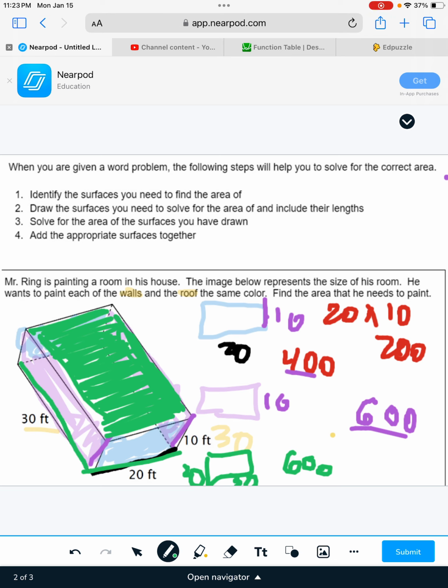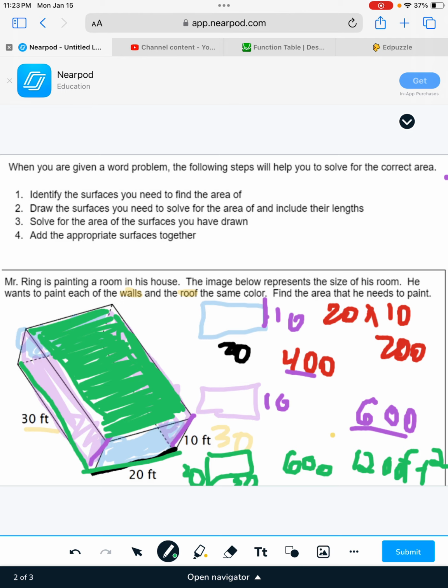I'm painting all four walls. I have 200 front, 200 back, 600 left, 600 right. Add those, 1,000. Plus 600 for one ceiling gives me a grand total of 1,200 feet squared. And that is going to be the answer here. In this case, I did not include the floor because I will not paint it.